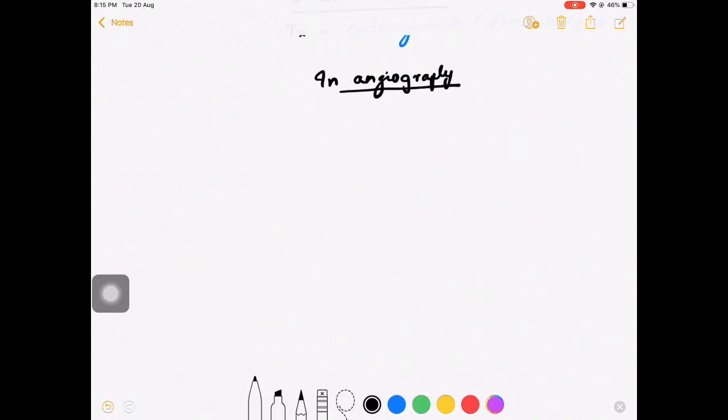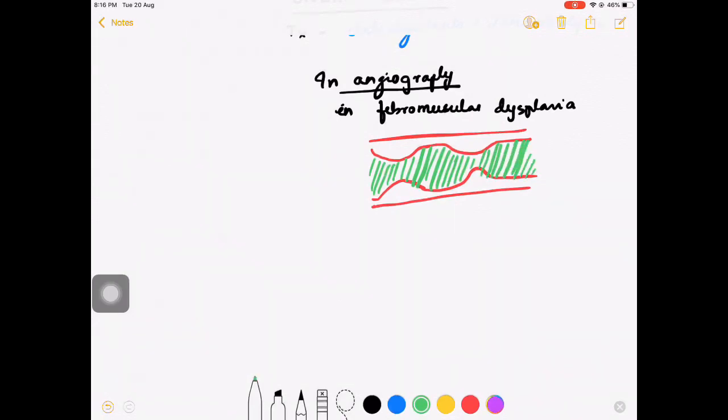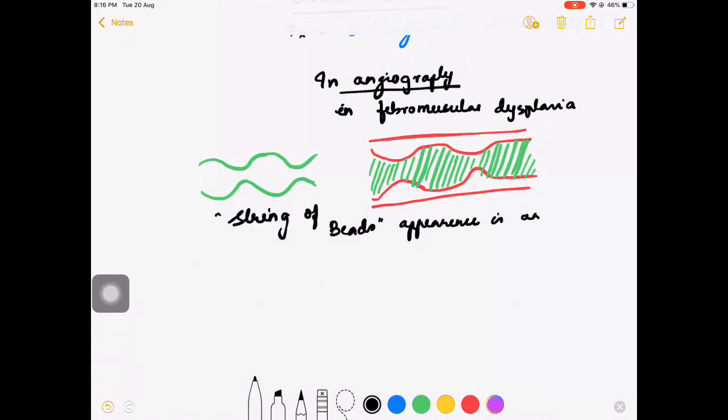In angiography, in fibromuscular dysplasia, there is hyperplasia followed by a normal area, and hyperplasia followed by a normal area. It alternates between them, not regularly but irregularly. So, if we give the dye and take the scan, the dye fills the lumen and it appears like a string of beads. So, string of beads appearance in angiography is seen in fibromuscular dysplasia.